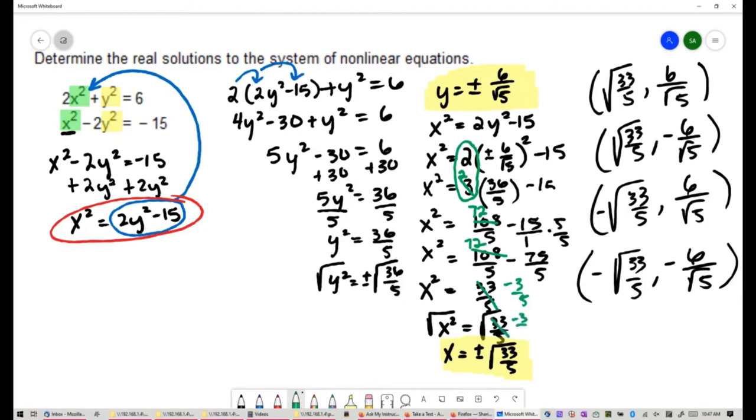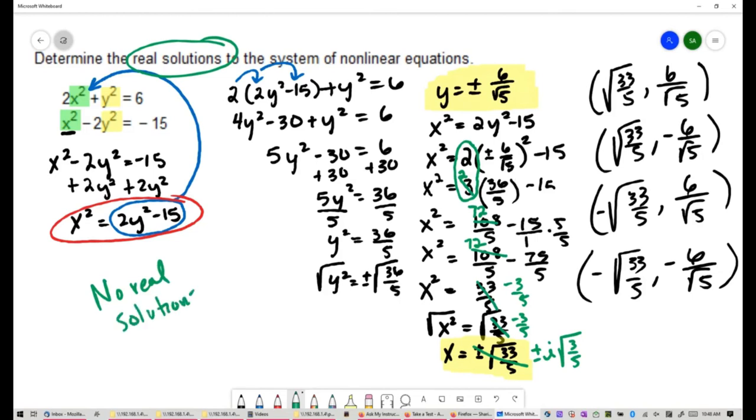And negative 3 over 5 underneath the square root gives imaginary solutions. So that would be plus and minus i square root of 3 over 5. So with imaginary solutions, we have no real solutions, and there would be no real solutions to the system.